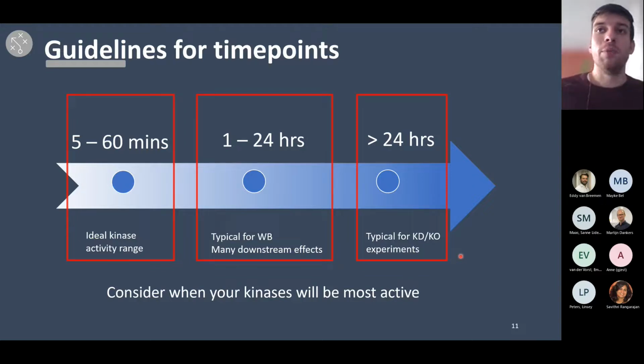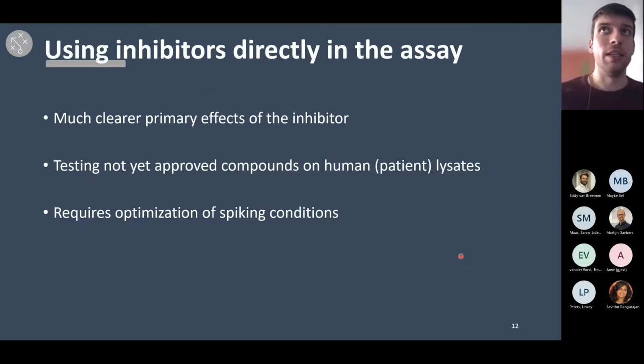And another type of experiment that we do quite frequently, but we like to stress here in this presentation as well, is to use inhibitors directly in the assay. So as you might know, you can also add inhibitors directly to the lysate before you measure it on the PamChip. This has certain advantages. So you can measure much clearer primary effects of the inhibitor. So you can really see what is targeted by the inhibitor.